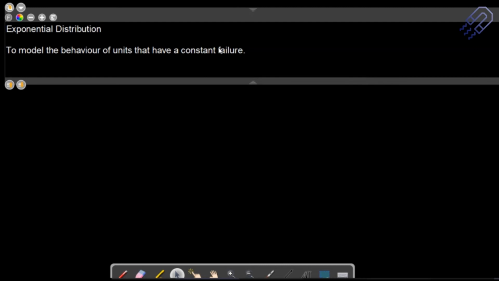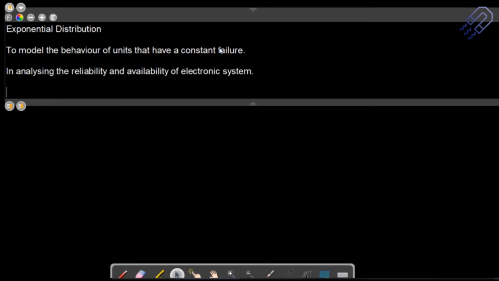Depends from problem to problem what kind of model we use, okay. So we can actually use it in analyzing the reliability and availability of electronic systems. If you're manufacturing a product at a lower cost, the chances of it failing might be more, okay, because of the equipment that are being used. So for analyzing these kind of data, okay, statistical information, we actually use this distribution.